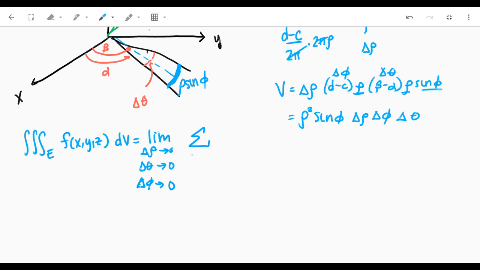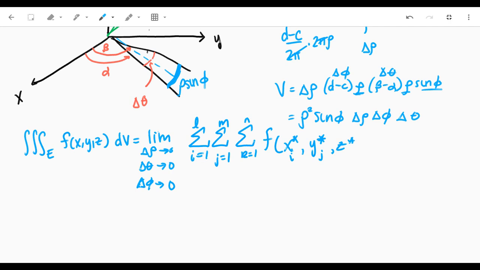And we're going to keep it in rectangular first. I equals 1 to L, J equals 1 to M, K equals 1 to N of F of x star I, y star J, z star K. Sorry, we've got to get all of them, not just the z's, the IJK. Whatever. And then delta V IJK.